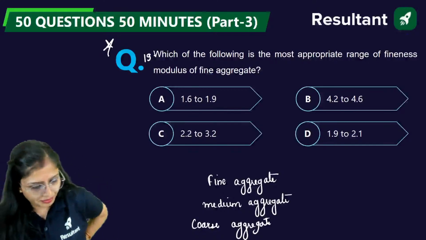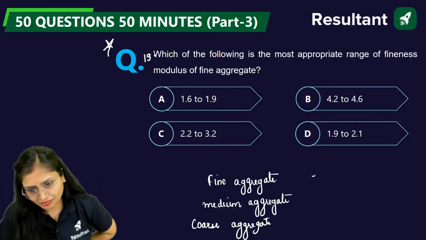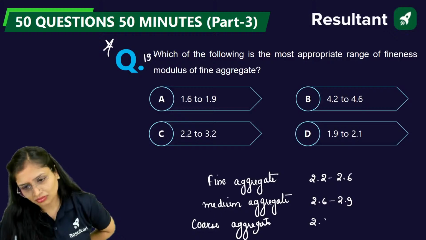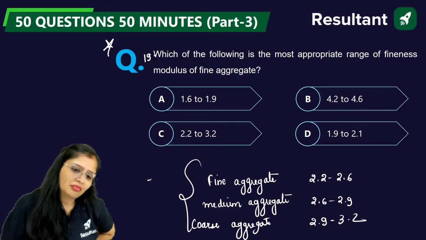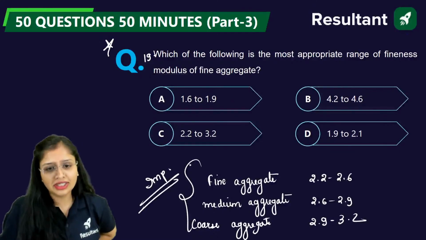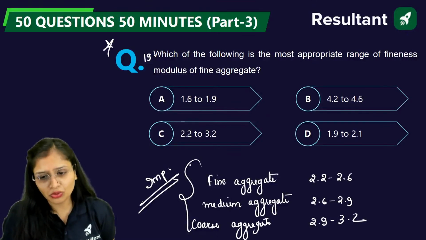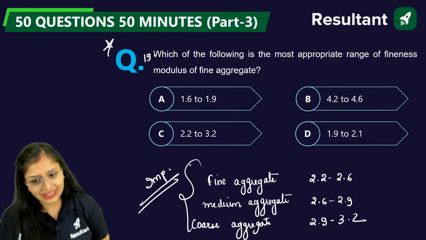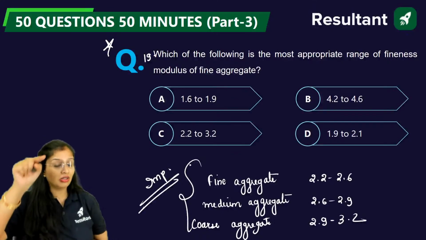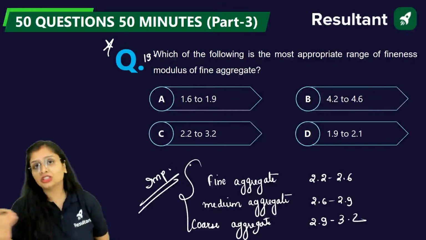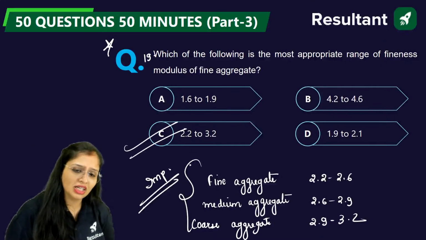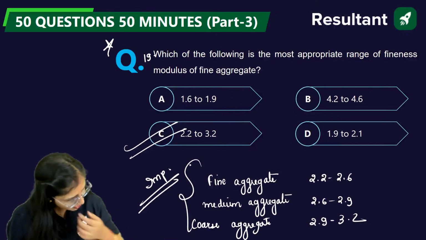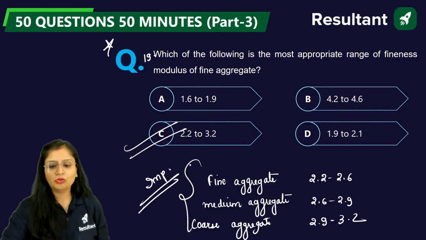Come on, answer. Remember this is important. Asked in many examinations. Since it is asking me for fine aggregate, it will be 2.2 to 2.6 roundabout. You know it is 2.2 to 2.6, but in the options it is not being mentioned. So which is the option which is closest to it? You will answer that. So C will be the answer. Correct? Okay, fine. 2.2 to 3.2.